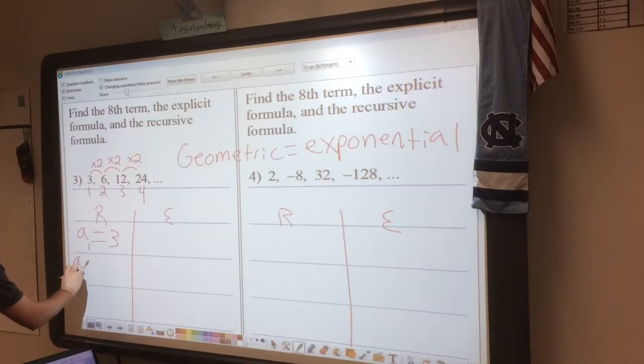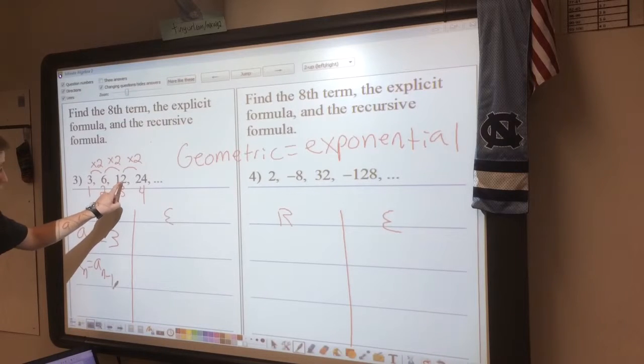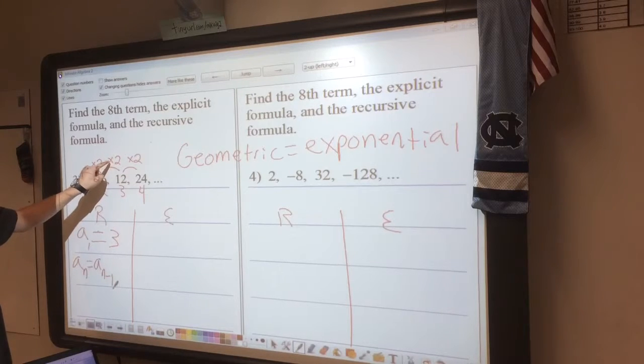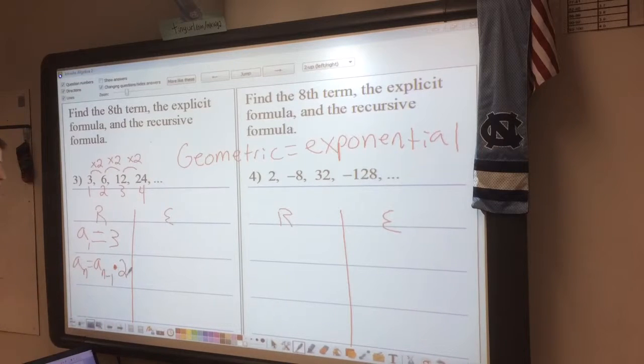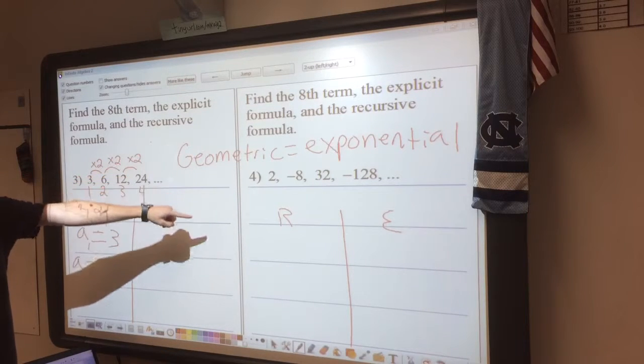And our recursive formula is always asking, what did you do to the previous term to get to the next one? So if I go to 12, I'm going to go to the previous term and ask, what did I have to do to get to 12? And we already looked and saw we were multiplying times 2. We started at 3, we're multiplying by 2. Take the previous term times 2, times 2, times 2.